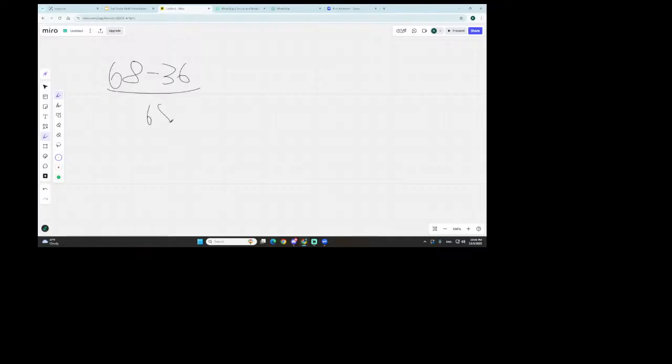So we learned in one of the lessons how to do these two-digit subtractions. So you put the number on top, then the number you're subtracting goes on the bottom. So let's do this. So what is 8 minus 6? That's 2. 6 minus 3? That's 3. So you get 32.